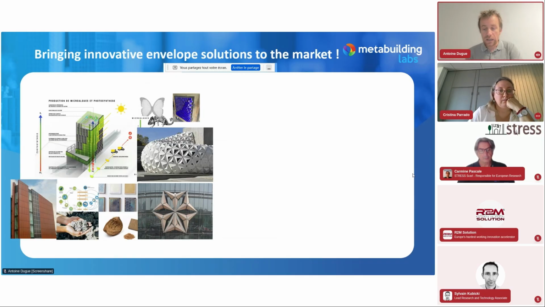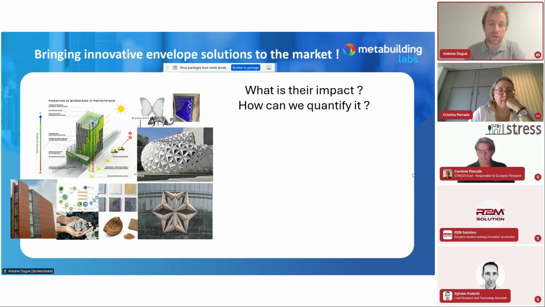So what barriers and challenges were we facing? One of those was, for those solutions, how can we evaluate their impact? How can we quantify it? How can we do it with accuracy? How can we guarantee it? It's more complex than a basic static wall or window.